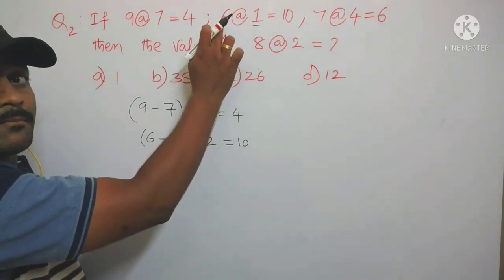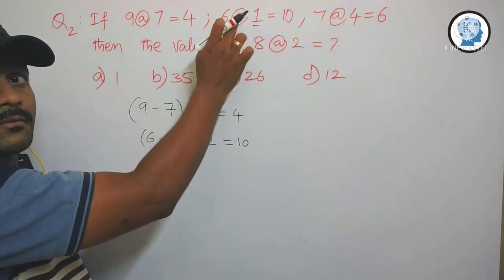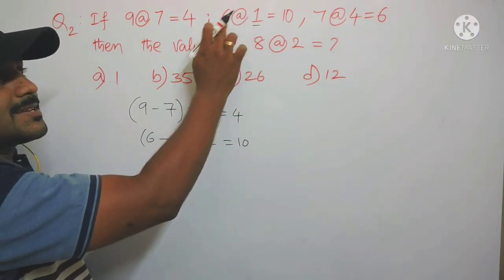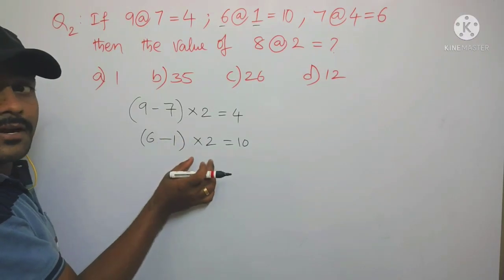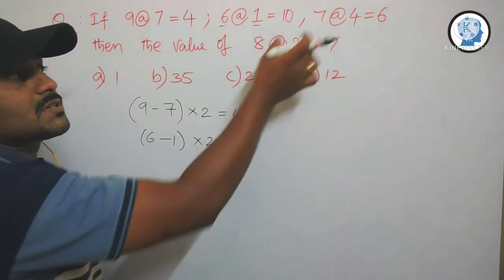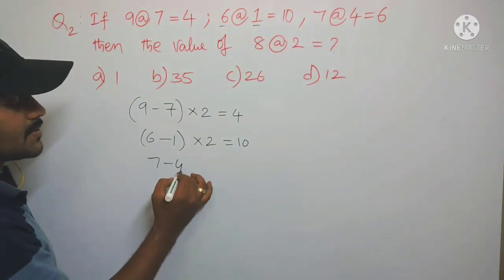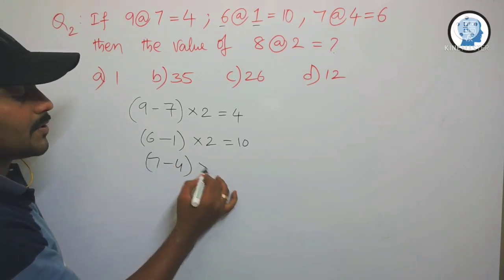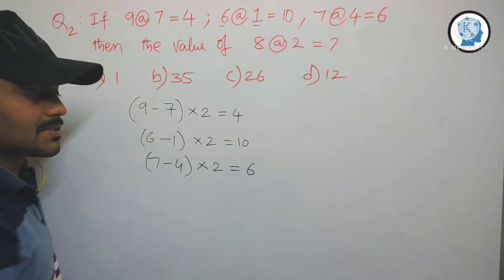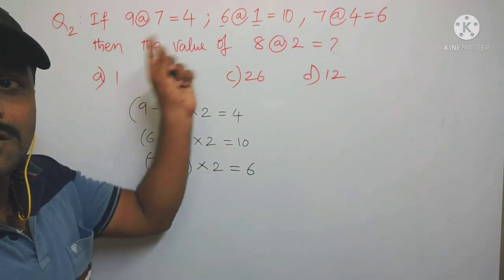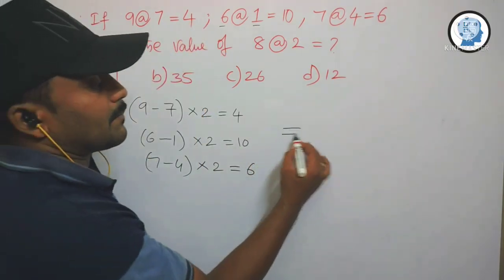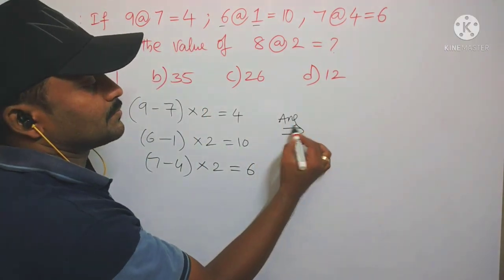So the numbers given, 6 and 1, those two numbers are subtracted and multiplied with 2. Same thing here: 7 minus 4, into 2, which gives you 6. Yes, this logic holds for all three expressions, so we can apply it for the answer also.